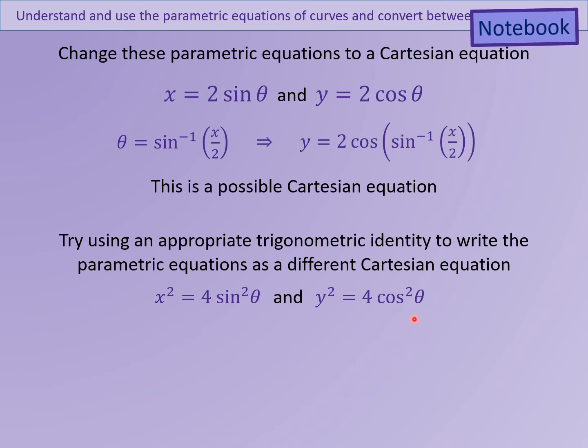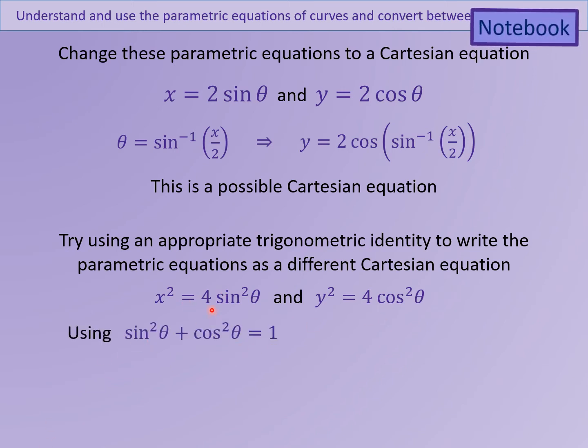All right, nothing wrong with that at all. I'm allowed to do that because I'm squaring each of the elements. And so therefore I've got what x squared and y squared are. Now I know what x squared and y squared are, I could use sine squared plus cos squared equals 1.